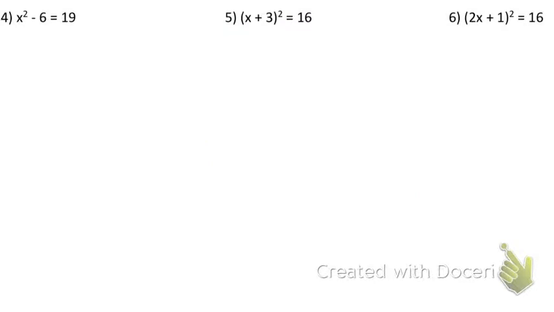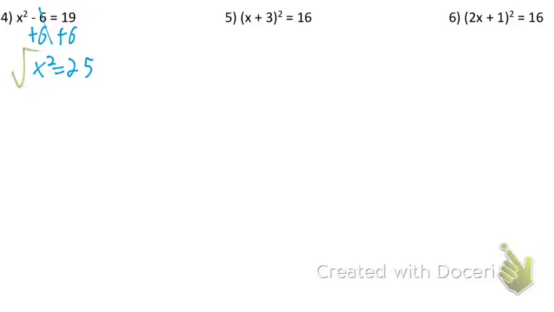I want you guys to try number 4 on your own. Raise your hand when you have, or have questions. So on this one, what's our first step to do here? Brady? Add 6 to both sides, right? Because we've got to get the squared term by itself. X squared is 25. The funniest number, right? Now is the squared term by itself?